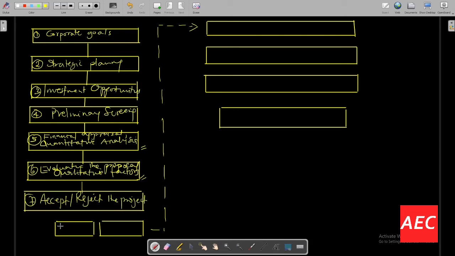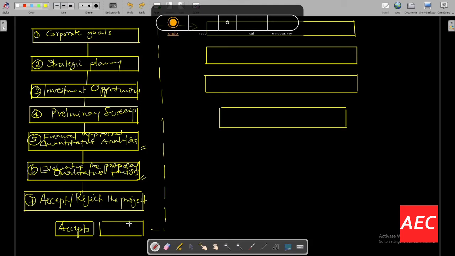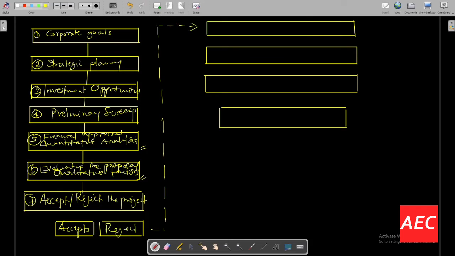So let's take it here that the company accepts or the company rejects the project. Now, if a company accepts the project, it simply means that all the requirements, all the assessments done earlier have met the company's goals, objectives, and mission, and it won't bring any negative qualitative effect on the business, as well as it meets the quantitative analysis. Therefore, the company accepts the proposed project.